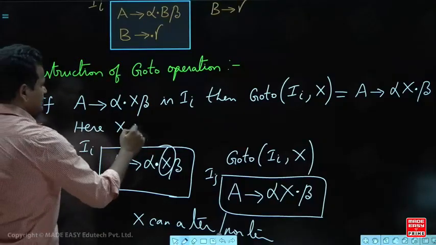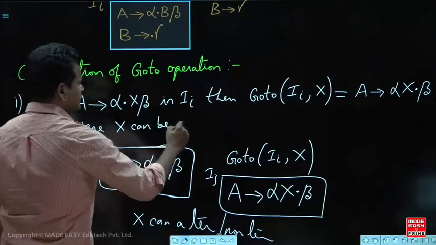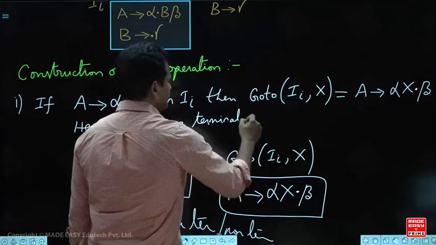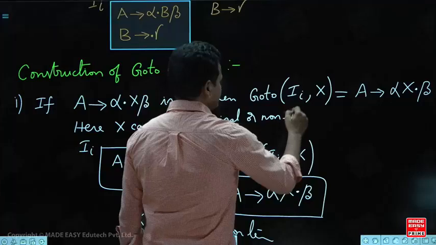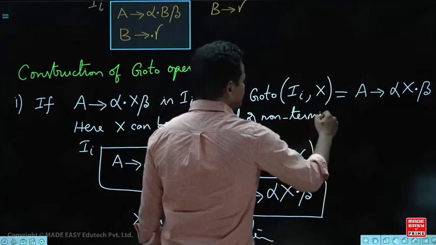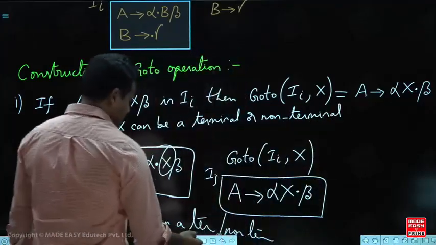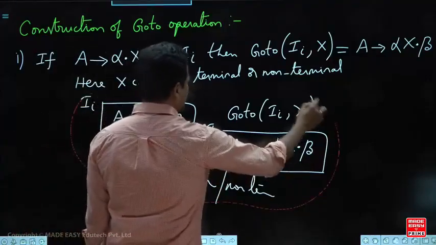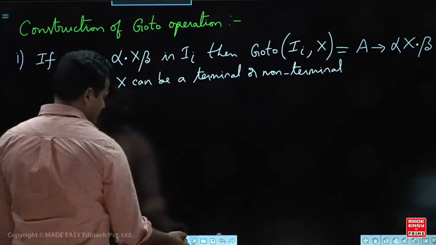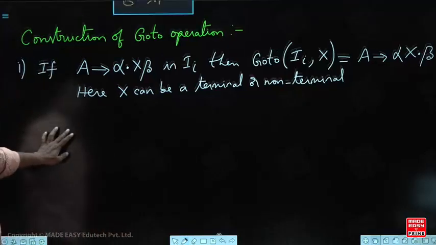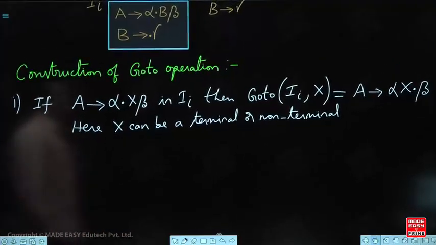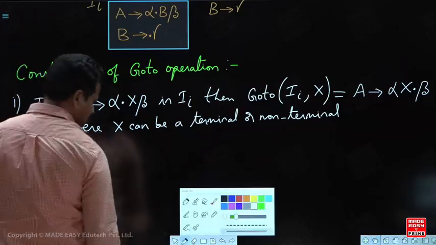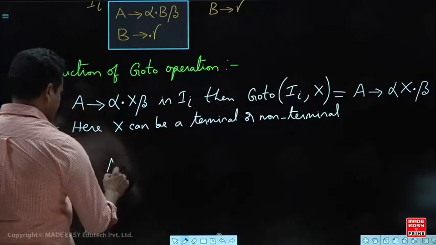Here, what is x? X can be a terminal or non-terminal. So what is the meaning of goto? Just move the dot one position forward. Shift the dot one position forward. So copy, if you want this one. So you can take it like this also.